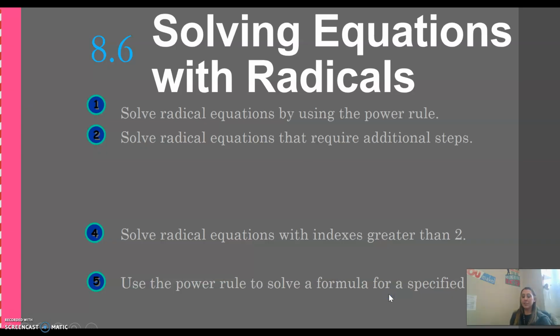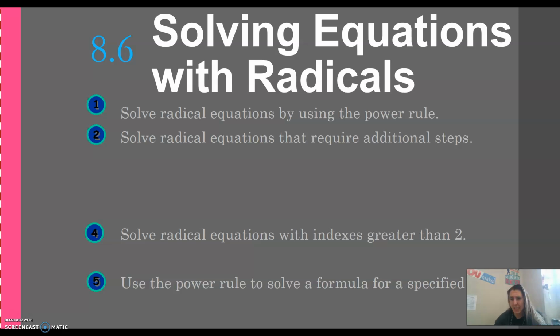Okay, we are starting a new thing. We're solving equations with radicals. We're going to solve a radical equation by using the power rule. We're going to use that a lot in all the different levels. Today we're going to start with the progressing level. We're going to solve radical equations that require additional steps.